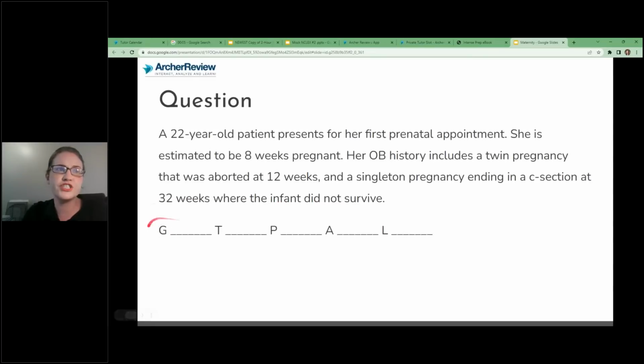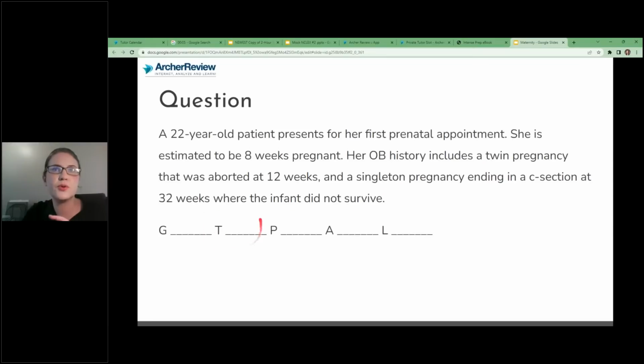So what do we get for G first of all? She's coming in for her first appointment. She had a history of a twin pregnancy and she had a history of a singleton pregnancy. What do we do for G here? Good. She's going to get a G of 3. Exactly, G of 3. She is currently pregnant. She has a history of the twin pregnancy, and she had the pregnancy that ended at a C-section at 32 weeks. So G of 3.